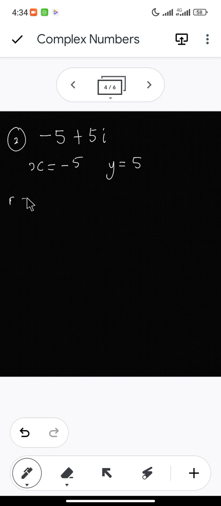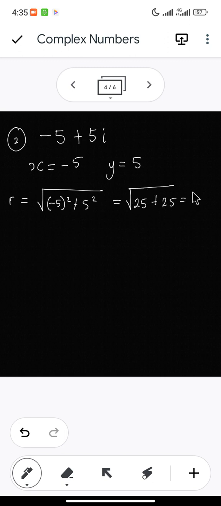Look for r. r gives us the square root of negative 5 all squared plus 5 all squared. Now, whenever you have an even power, the even power will make this negative sign disappear. But whenever you have an odd power, the sign will remain. So this is going to be 25 plus 25. This gives you the square root of 50. Translating this to surd form, we're going to have 5 root 2. We're done with r. Now we'll go for the argument theta.